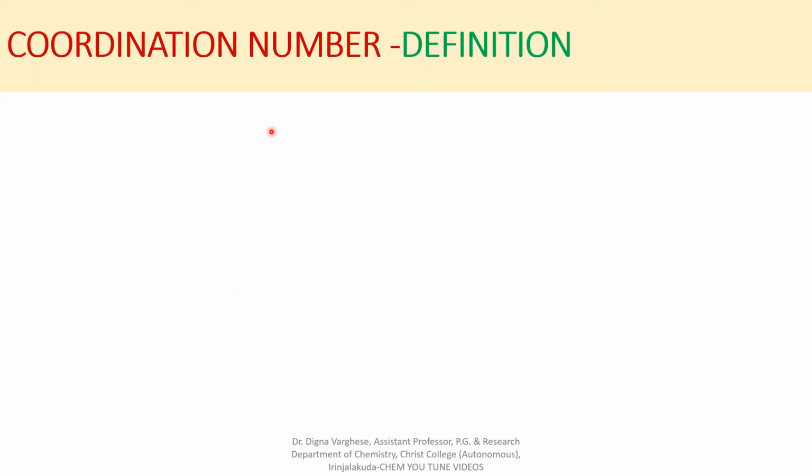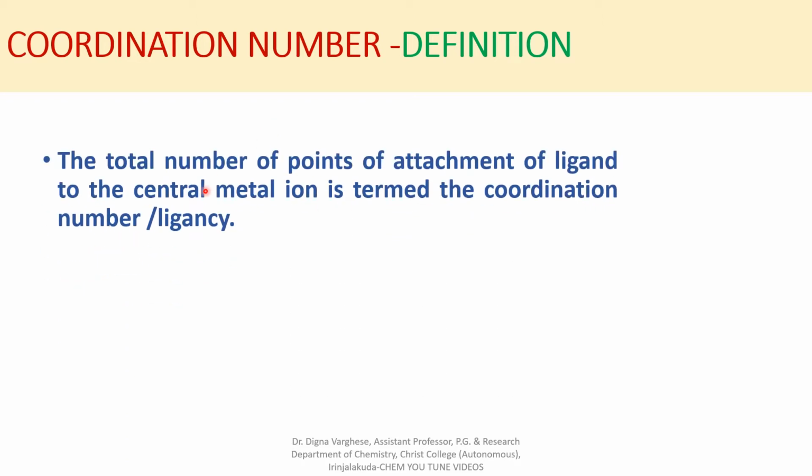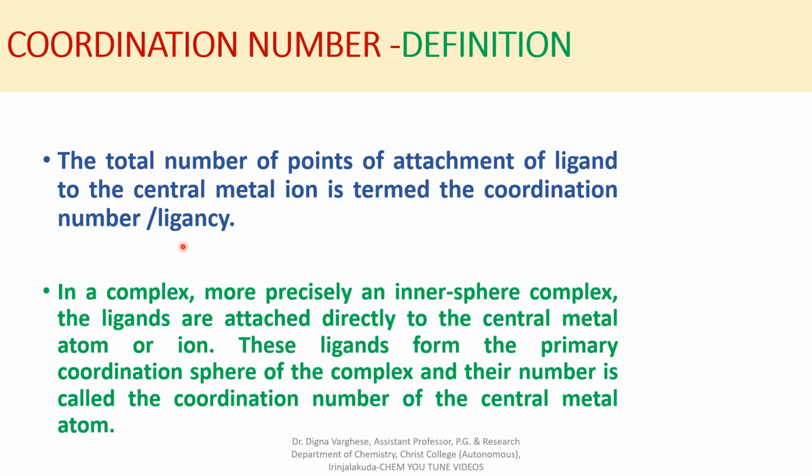Coordination number, the definition. The total number of points of attachment of ligand to the central metal ion is termed the coordination number or ligancy. In a complex, more precisely say an inner sphere complex, the ligands are attached directly to the central metal atom or ion. These ligands form the primary coordination sphere of the complex, and their number is called the coordination number of the central metal atom. You can see here a cobalt hexamine complex, hexamine cobalt 3 chloride complex.